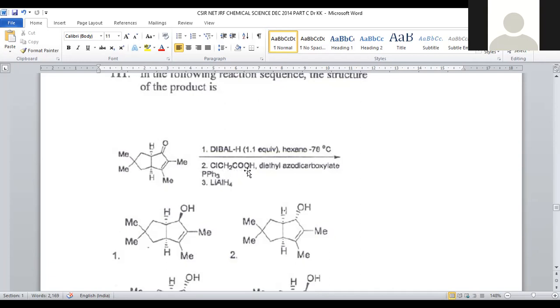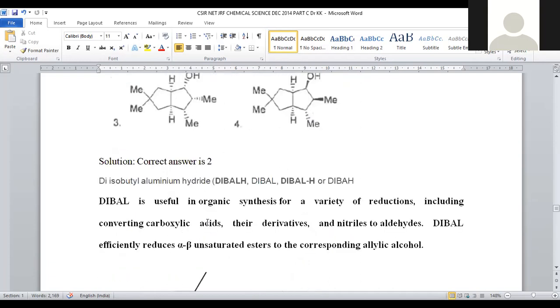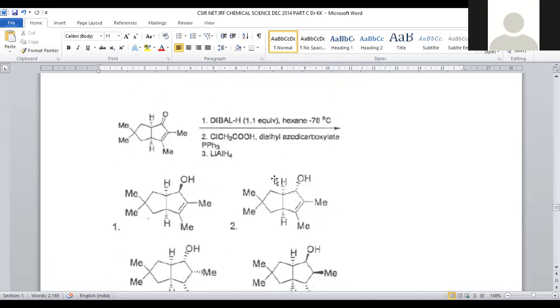And here, Cl-CH2-COOH, alpha chloroacetic acid. This is called alpha chloroacetic acid, and the diethyl azodicarboxylate and PPh3 will be added, and these will be the catalyst for the reaction. Being a nucleophile, it will be added to the starting material, and finally it is subjected to lithium aluminum hydride. Now let us see the series of reactions carried out in this and what will be the final product for this kind of reaction. For that purpose, first we have to know about a few reagents which are mentioned in this.